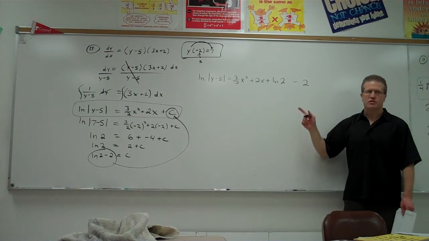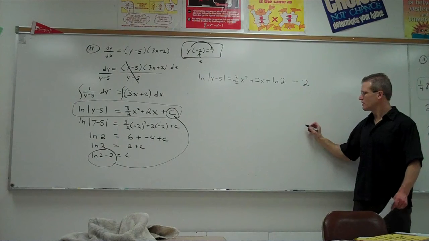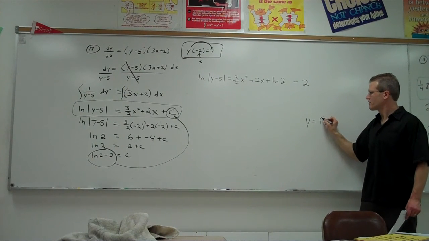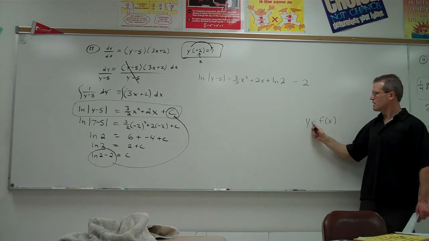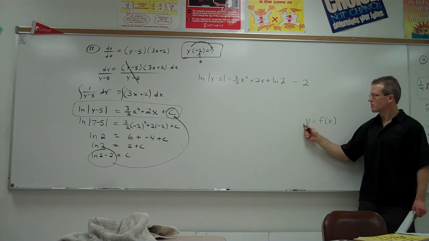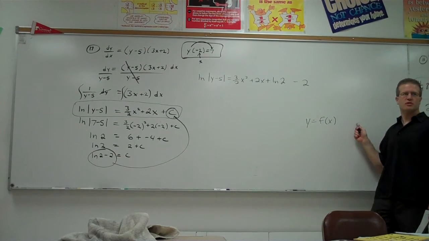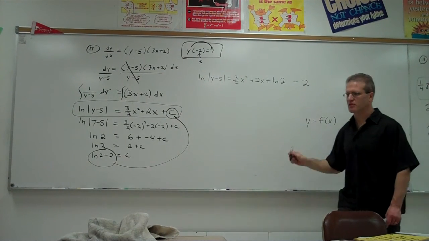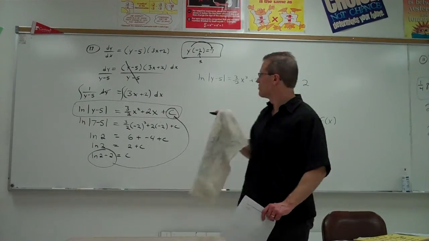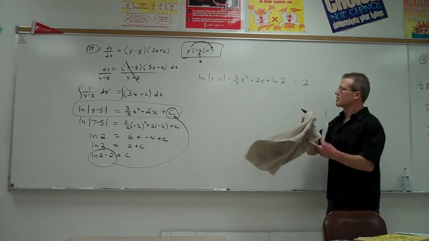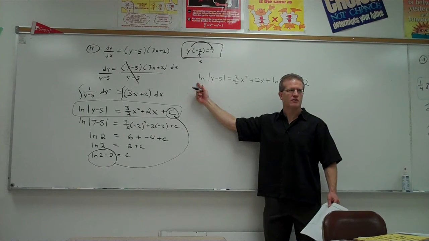Now, that's my particular solution, but the directions said they want the equation in the form y equals f of x. In other words, they want y equal to a function of x. So solve for y on the left, and everything on the right should be in terms of x. That's what the directions are telling you. So, I need to get rid of that natural log. How can I get rid of that natural log?